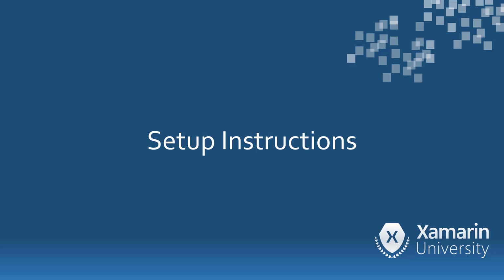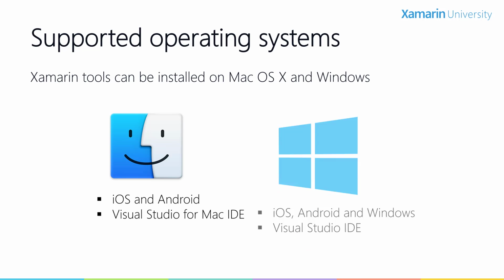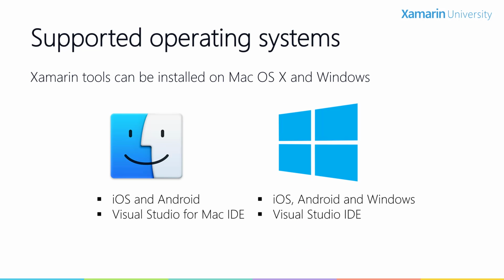Alright, so before we continue with our day and we start writing our exam application together, you'll need to be sure that you have the Xamarin Tools installed on your machine. You can use either a Mac or a Windows PC as your development machine. If you're on a Mac, you'll be able to develop for iOS and Android using the new Visual Studio for Mac IDE. On Windows, you'll be able to target iOS, Android, and Windows platforms, all using Visual Studio.